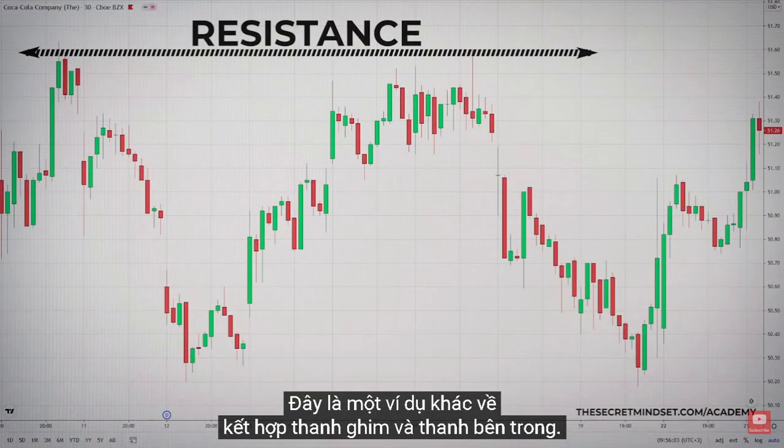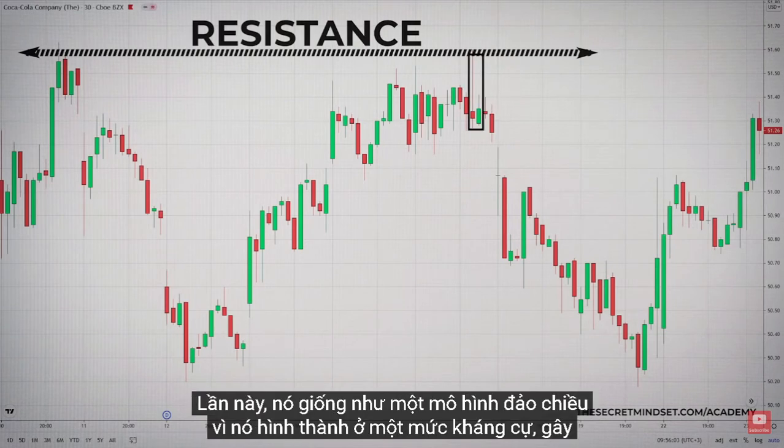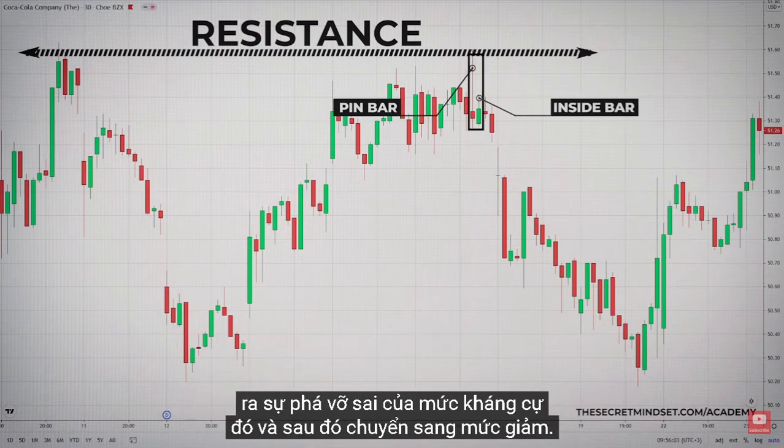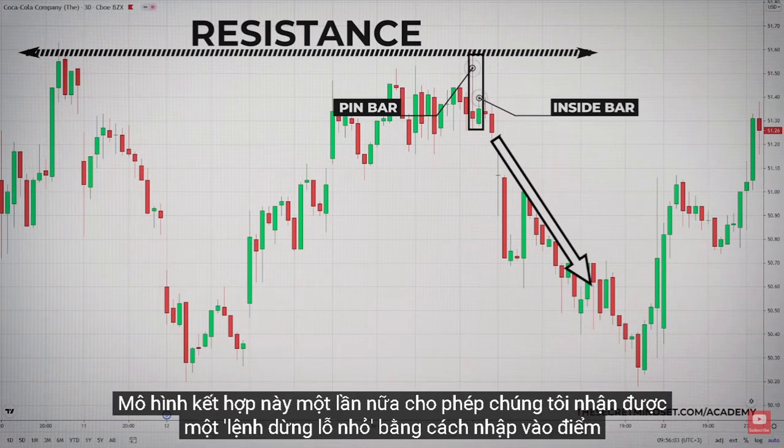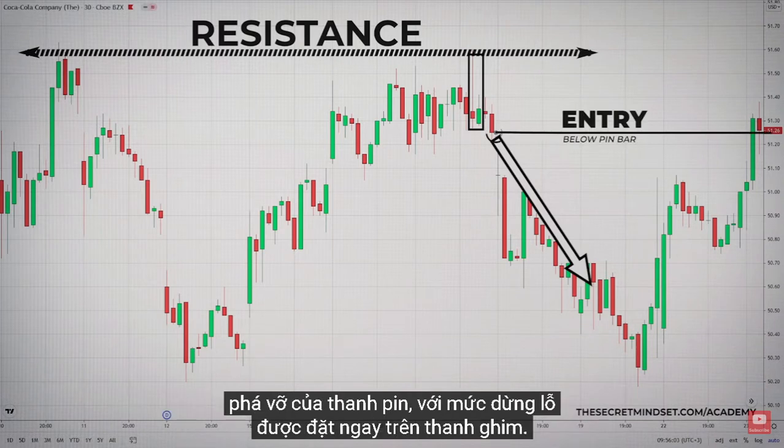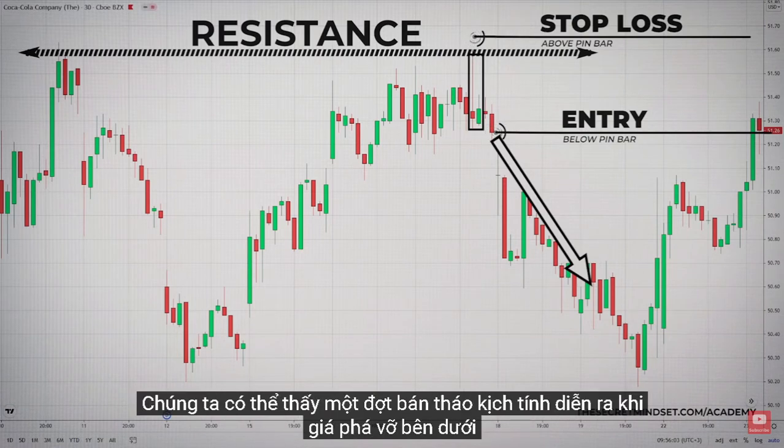Here's another example of the pin bar and the inside bar combo. This time, it's more of a reversal pattern because it formed at a resistance level, causing a false break of that resistance level and then set off a move to the downside. This combo pattern again allowed us to get a small stop loss by entering at the breakout of the pin bar, with the stop loss placed just above the pin bar. We can see a dramatic sell-off unfolded as the price broke down below the pattern.